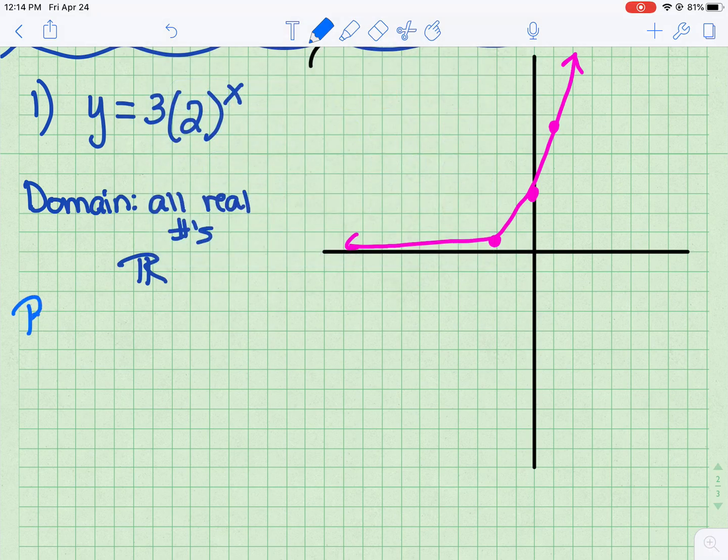And so then our range here, y is greater than 0, or all positive numbers, because my asymptote is right here. Does that make sense for number 1? Yes. So you could look at the table of values, but I think it's just easier to use that trace button and get 3 good points on there. Yeah. Okay. 2?